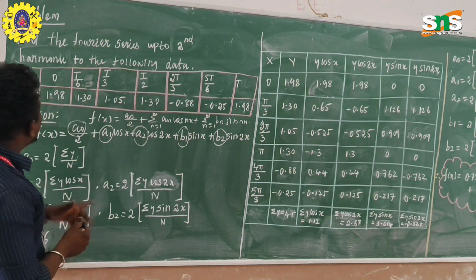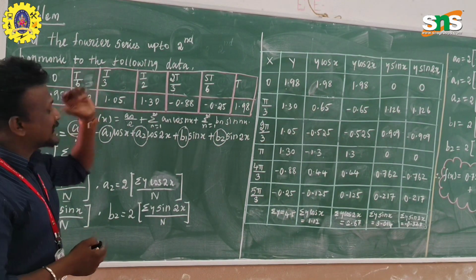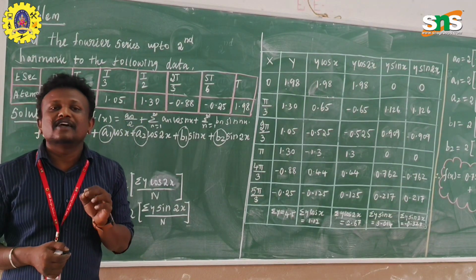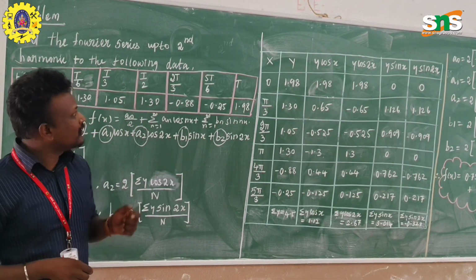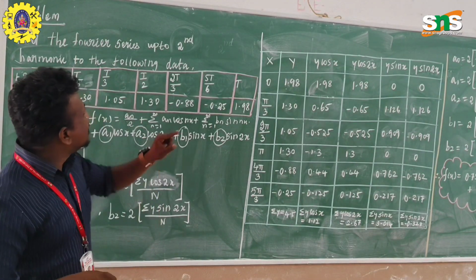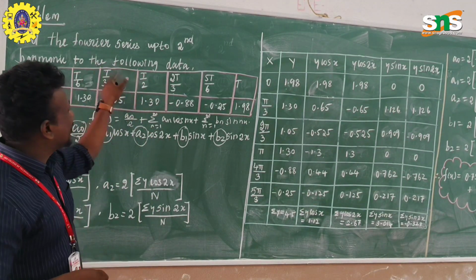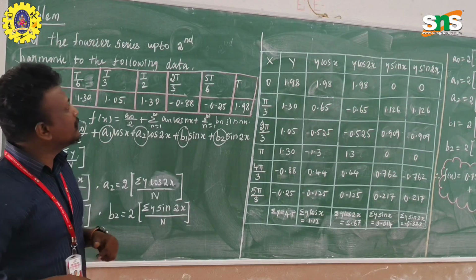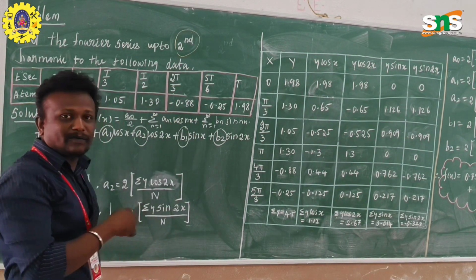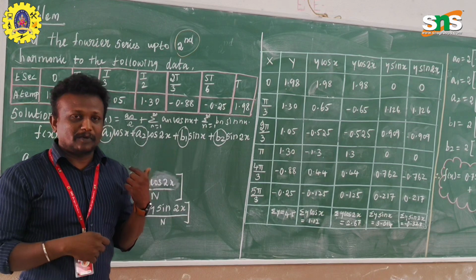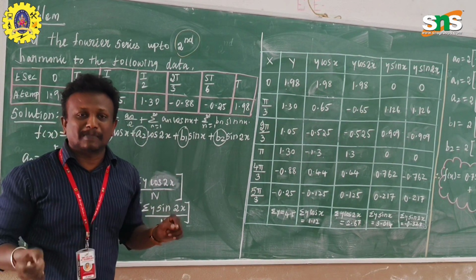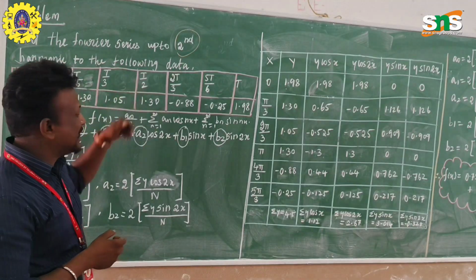Okay, here are the given results. For these results, we are going to find the Fourier series expansion, right? Before that, first we need to check till what harmonic we have to expand our Fourier series. That is very important. So here it is the second harmonic, right? As in the previous problem, here too we need to expand till the second harmonic, our Fourier series expansion.